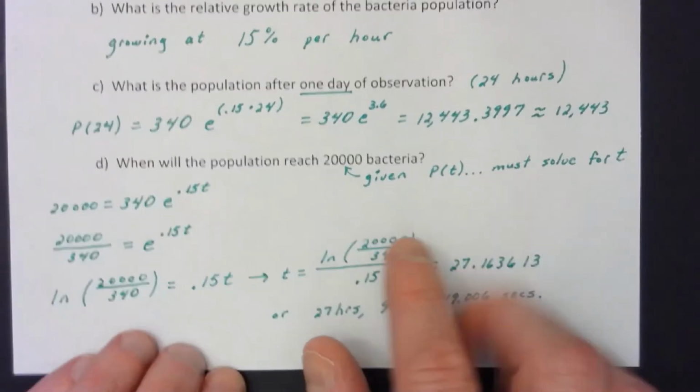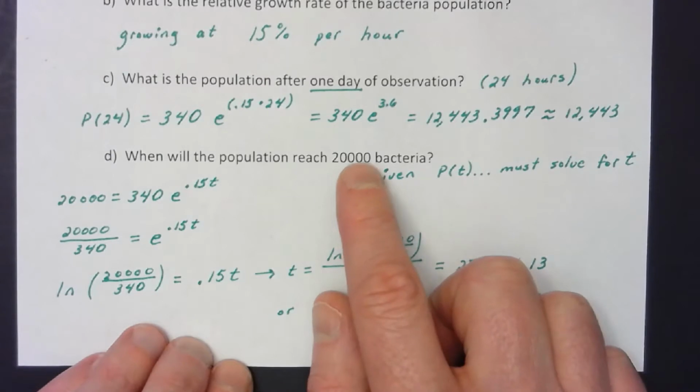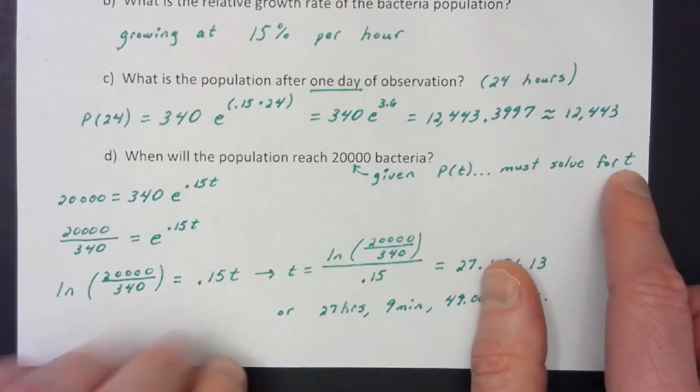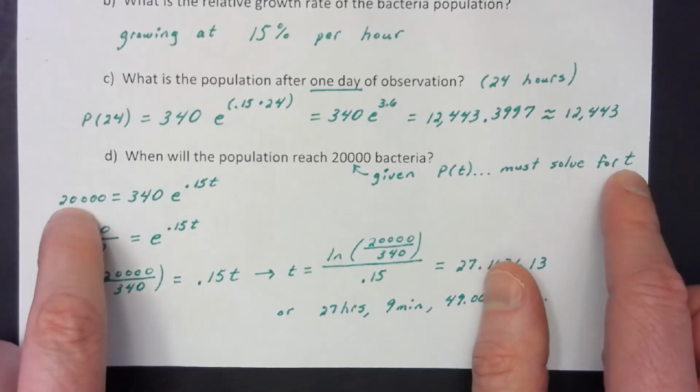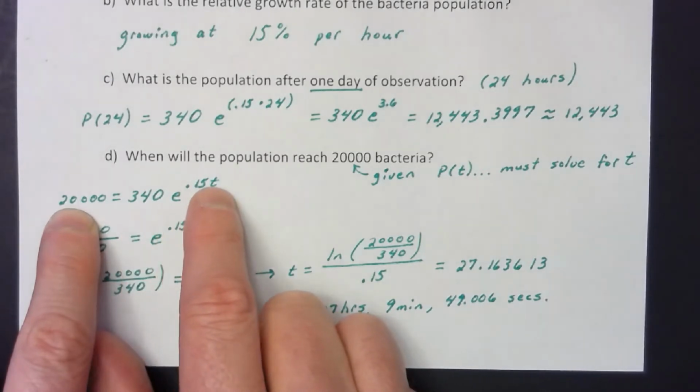Well, I know that 20,000 is my population at time t. So I'm given the population at time t, and I must be able to solve for what t is equal to. So I put 20,000 in the place of P of t in my equation, and that's going to equal 340 e to the 0.15 t.